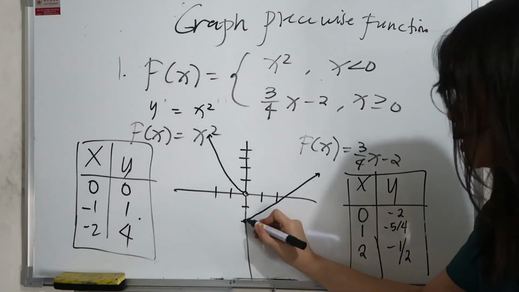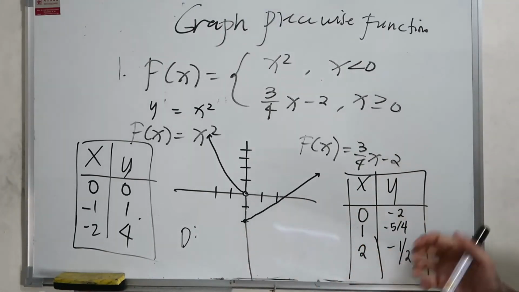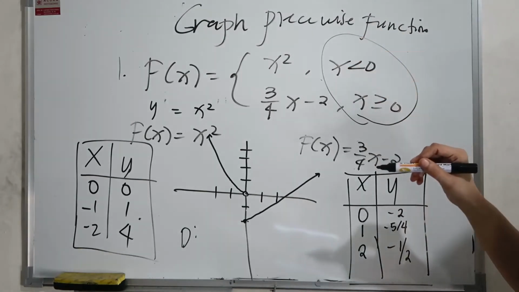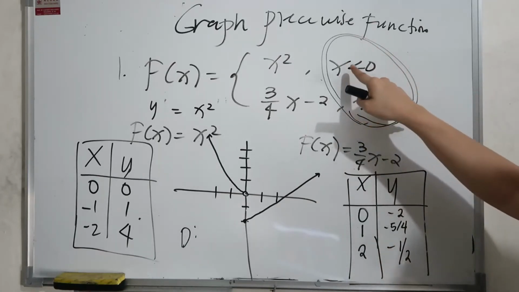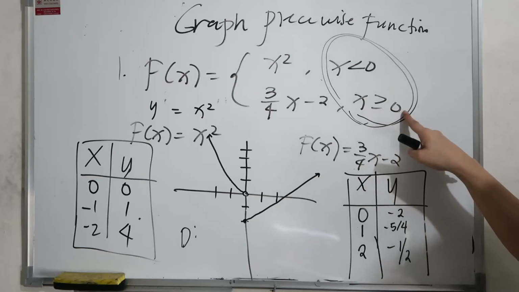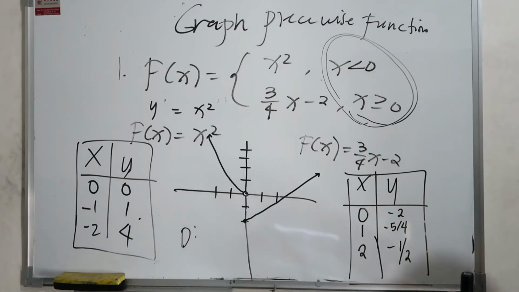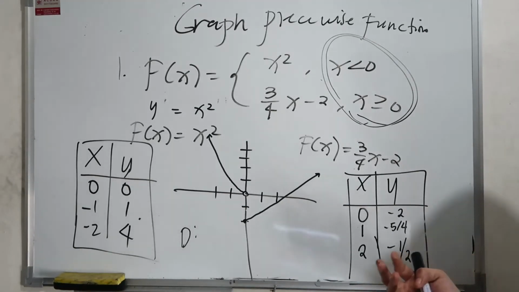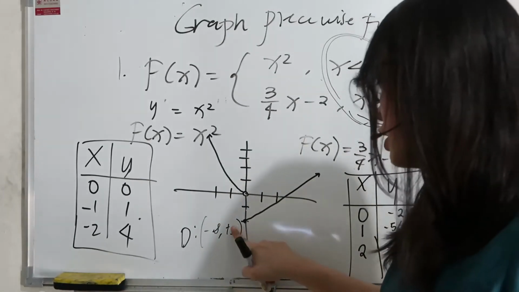Now, how do we determine the domain and range of the given function? In determining the domain, you can focus on the conditions or on the graph. In the given conditions, x is less than 0 and x is greater than or equal to 0. So what is your domain? Could be anything on the x values? Based on the condition, all possible values of x are included. So your domain will be from negative infinity to positive infinity.